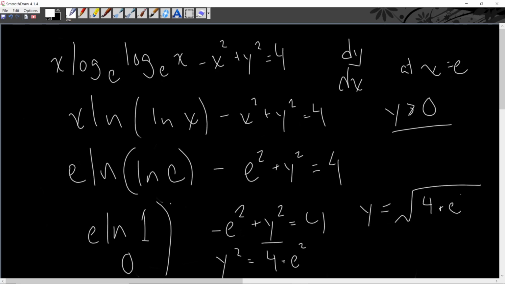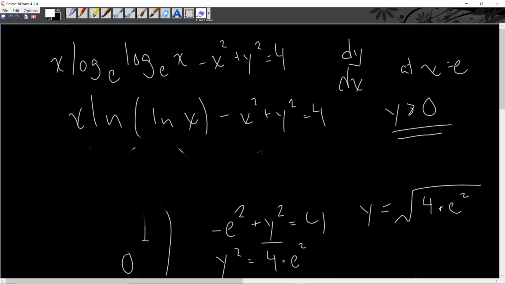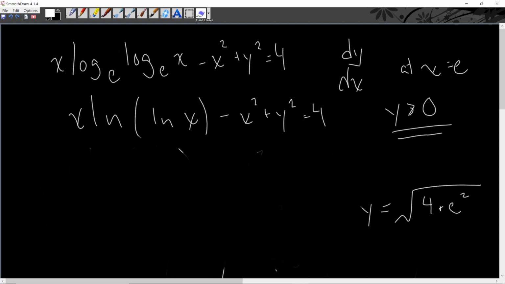e squared. The idea that y is greater than 0 is important because this would have been plus or minus otherwise, and we would have had to do extra calculations, and probably wouldn't have worked out. But we have y equals square root of 4 plus e squared. And then these derivatives are relatively normal. It's going to be a bit of a journey, but we can do it.